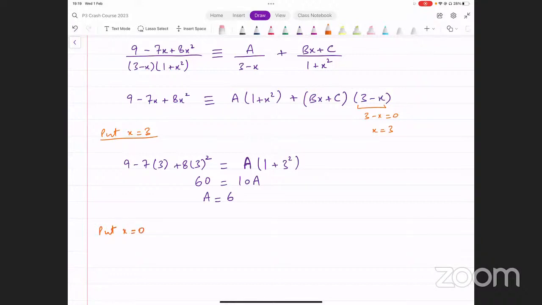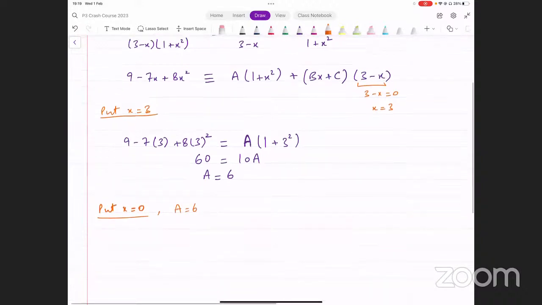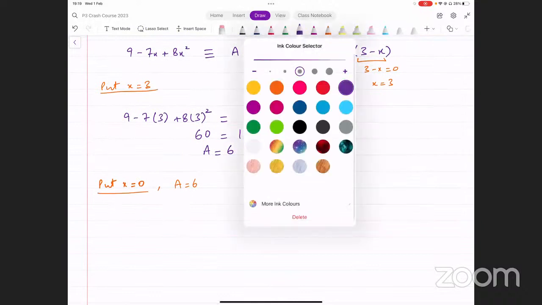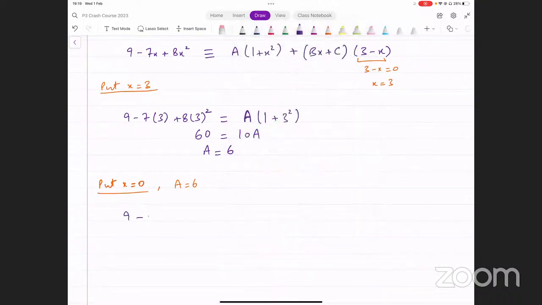So that could be the next value that we input here. We input x equals 0, all right? And along with that, we input whatever value we have found earlier. So we have found that the value of a is 6. So we can also input that along with this. Let's input these values. 9 minus 0 plus 0 on the left side. On the right side, we've got 6, that's the value of a, into 1 plus 0. Plus b times 0, that's a 0. Plus c into 3 minus 0.